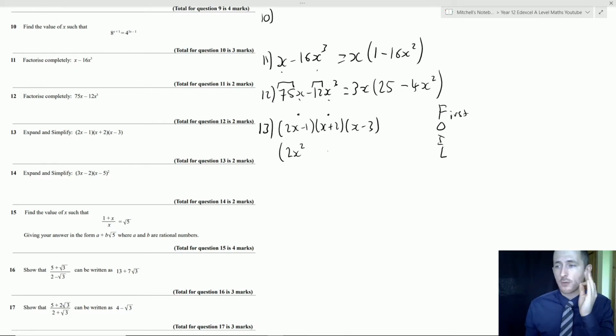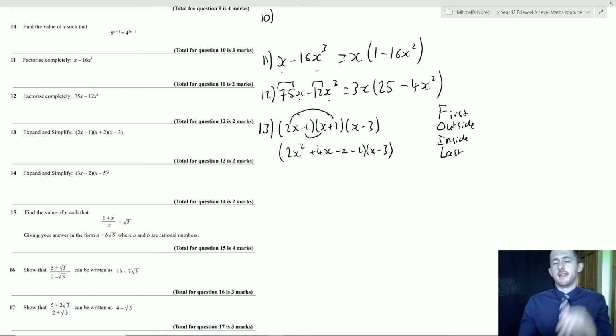Then we do the outside terms. So outside means the ones furthest away from each other. So 2x times 2. Then you do the inside terms, so the ones that are right next to each other. So minus 1 and x. So minus 1 times x is minus x. And then you do the last terms. So minus 1 times 2 is minus 2.